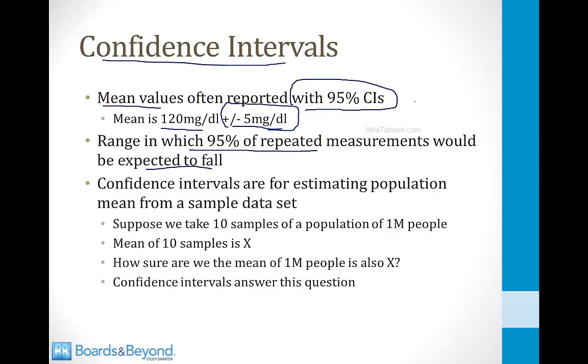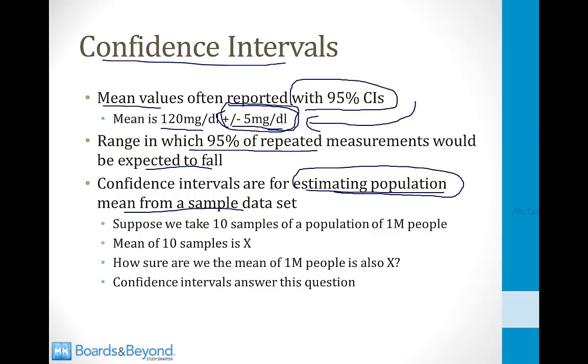The authors are saying that if you took our study of diabetic patients and repeated it, we believe that you would get a mean value of blood glucose that is similar to ours, within plus or minus 5 of the mean that we got. So these confidence intervals are really for estimating population means from a sample data set. When the authors report their findings on a group of, say, 10 or 100 diabetics, they're trying to give you an estimate of what the mean would be like in the entire population of similar diabetics.